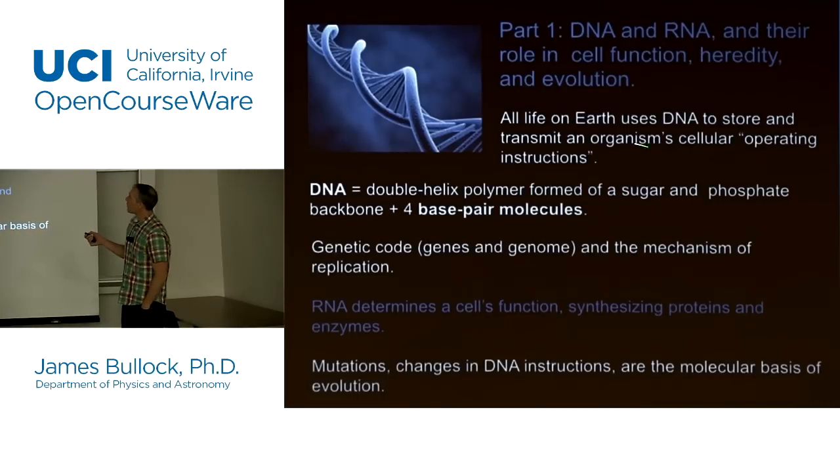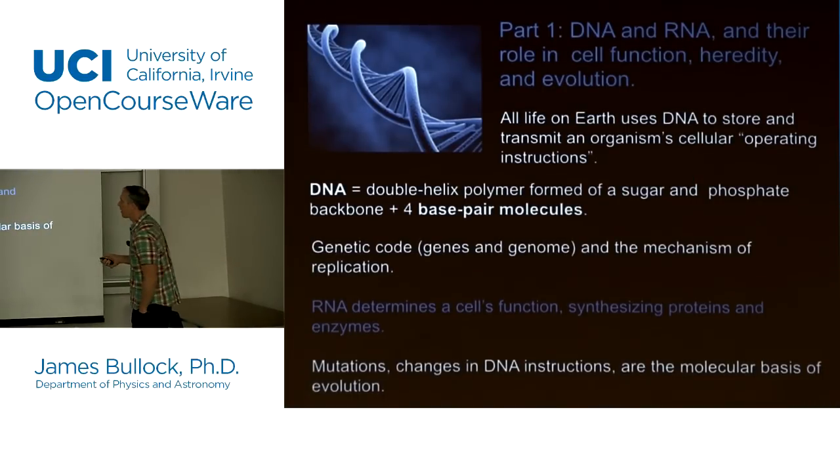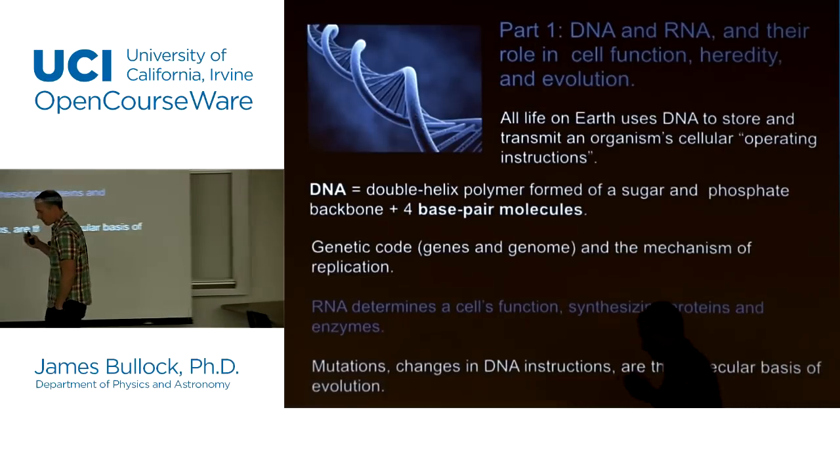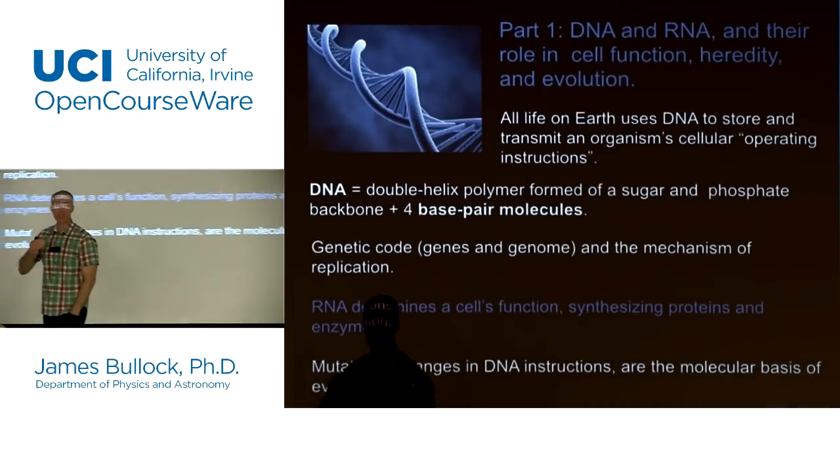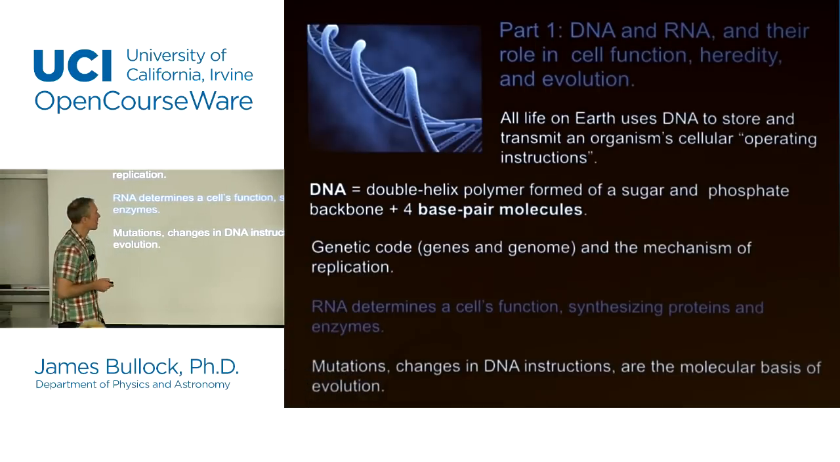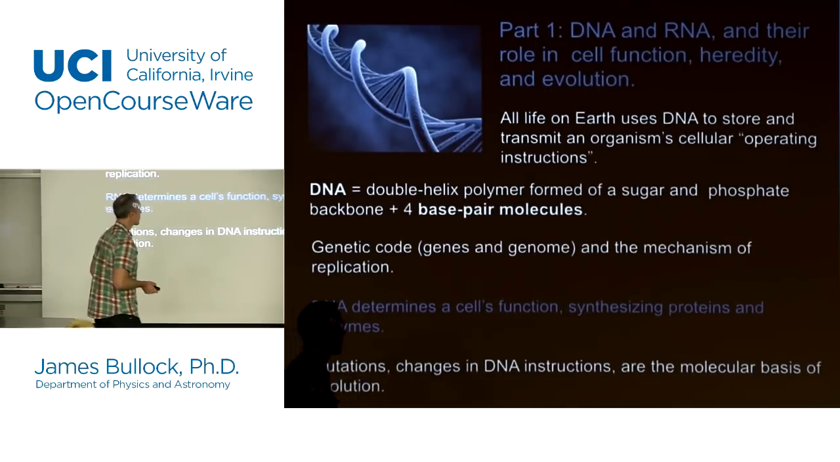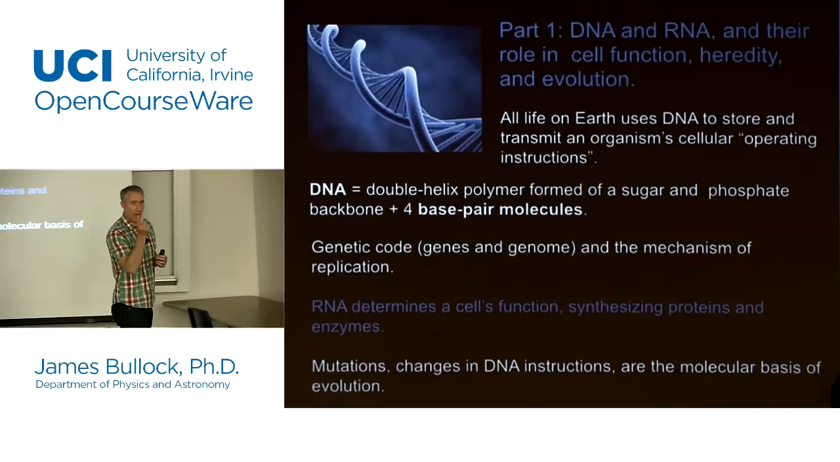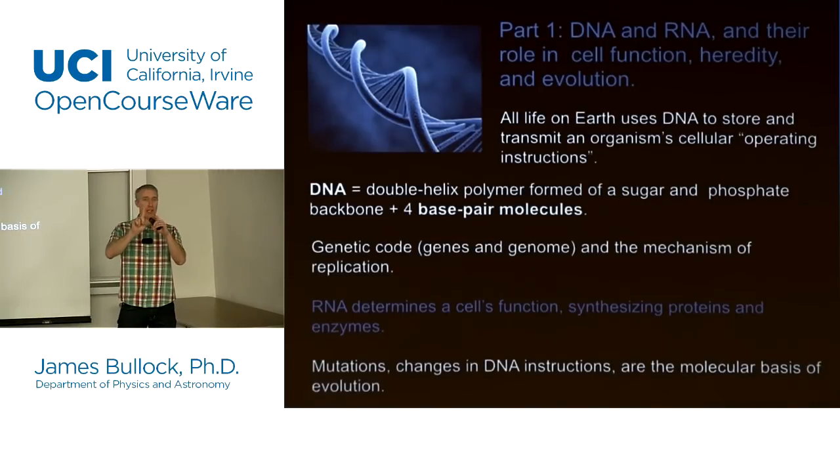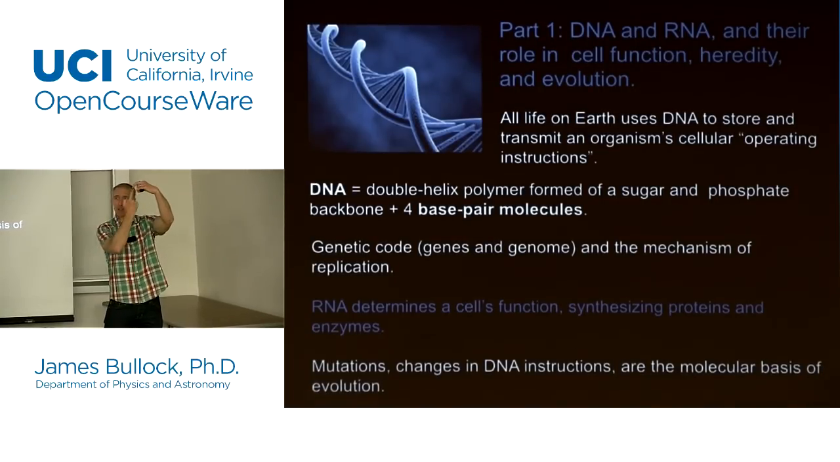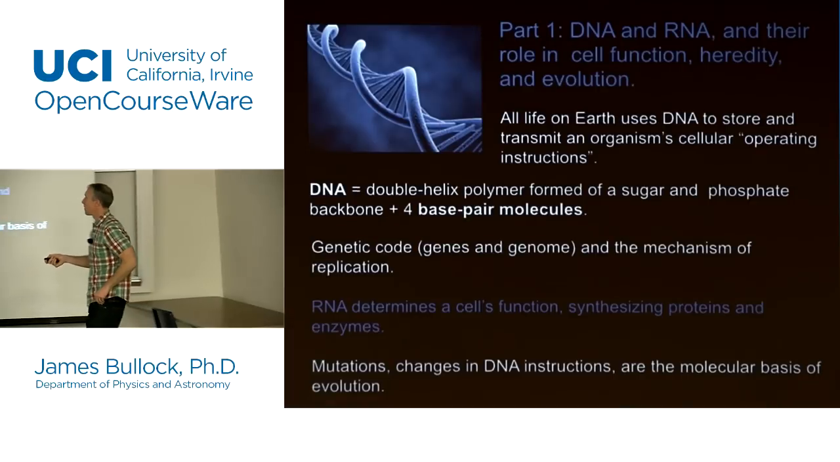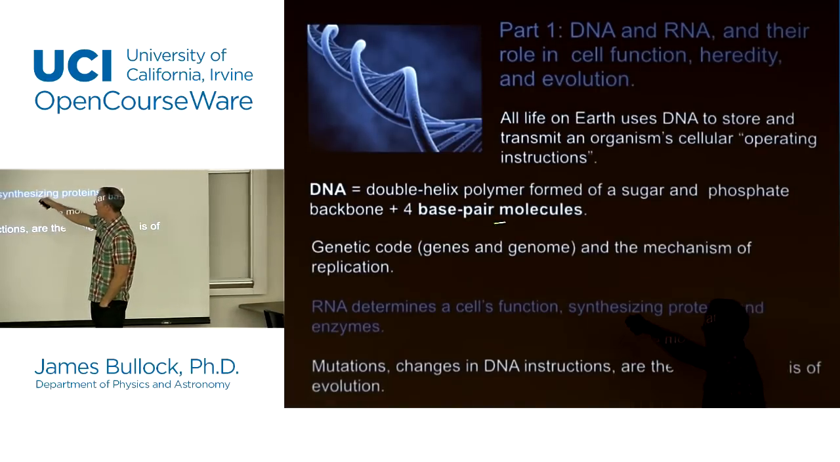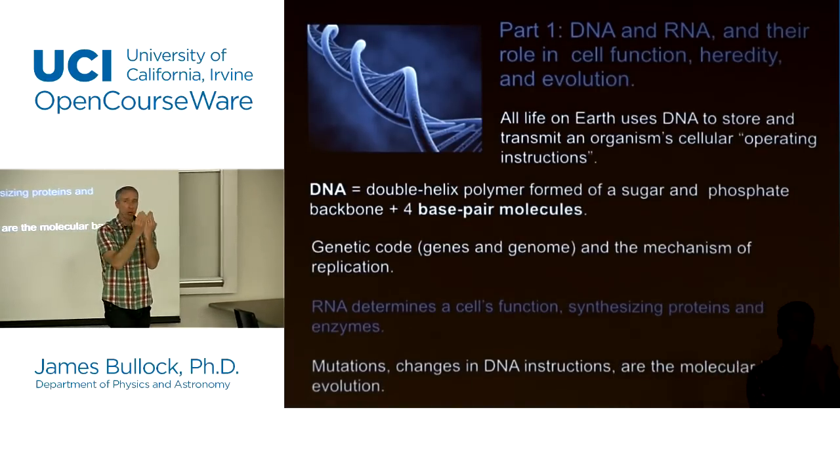So all life on Earth uses DNA to transmit instructions, to sort of are the agents of heredity in cells. What DNA is, it's a double helix polymer. So it's basically made of a sugar and a phosphate that's wrapped up in this thing that you might imagine looking like a ladder, but it sort of twists around. And fundamentally, there are 4 base pair molecules that encode this information.